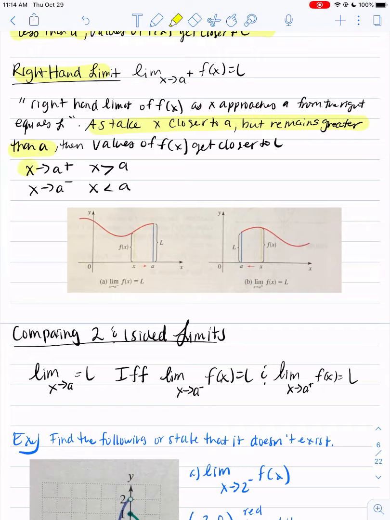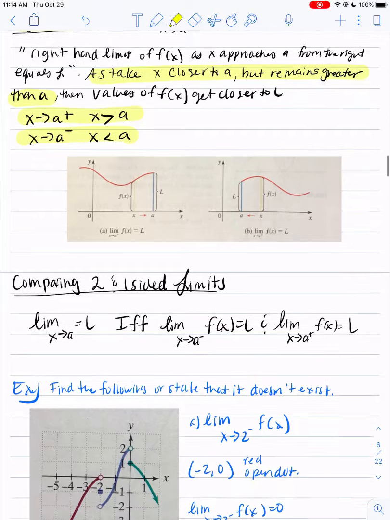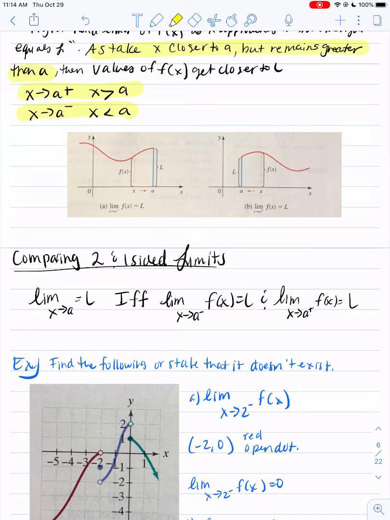Okay, so here I have the different notations. So I have x going to a plus, my x is greater than a, and then my x going to a minus is x less than a, basically. So here's a graphical example. The limit as x approaches a from the left is going to be the values of x that are to the left of a. And then the limit as x approaches a from the right, we're following the graph and we're coming right, and this way we're following the graph and we're coming left.